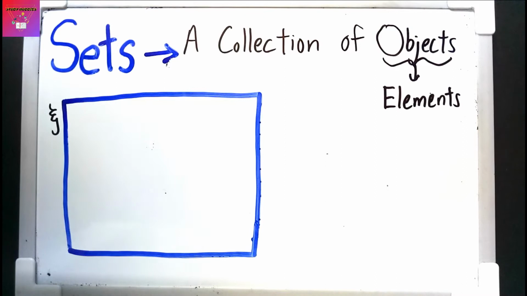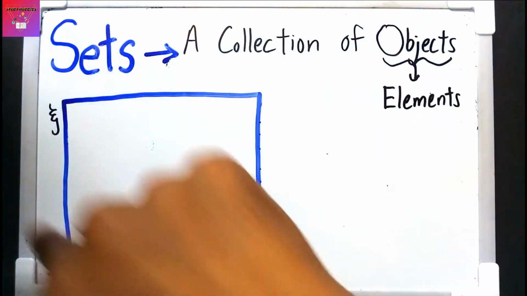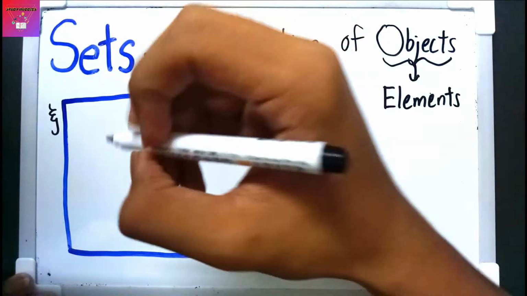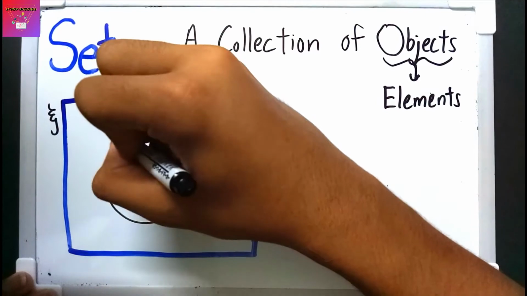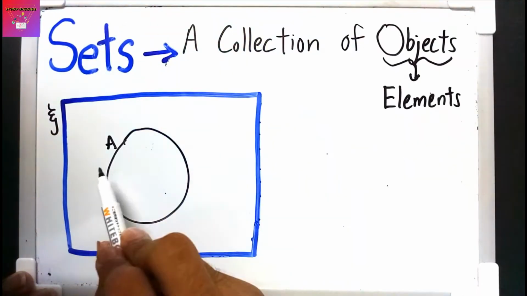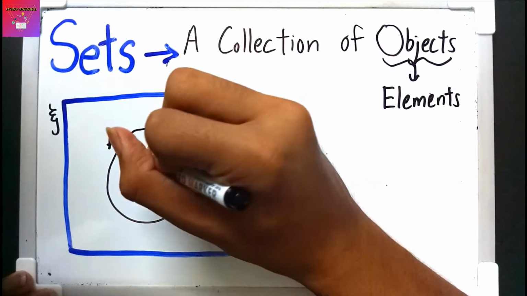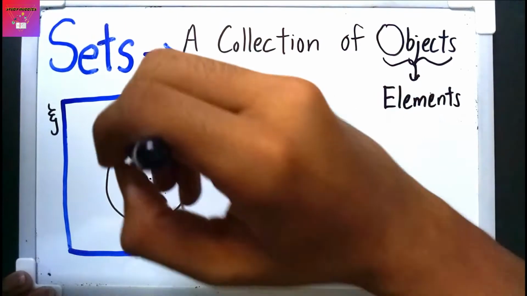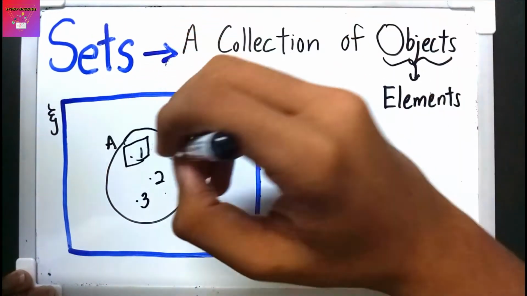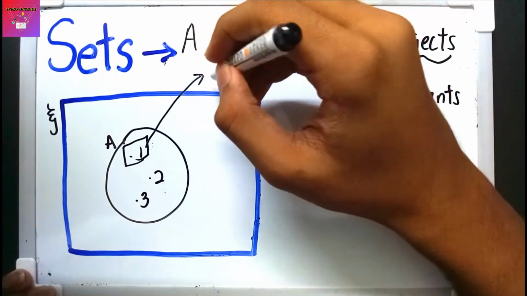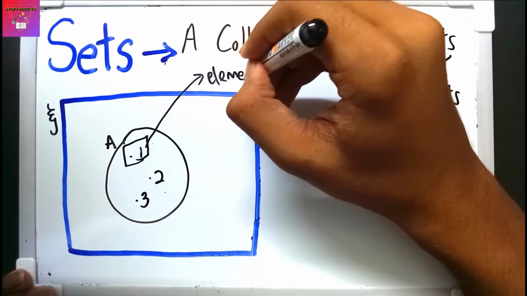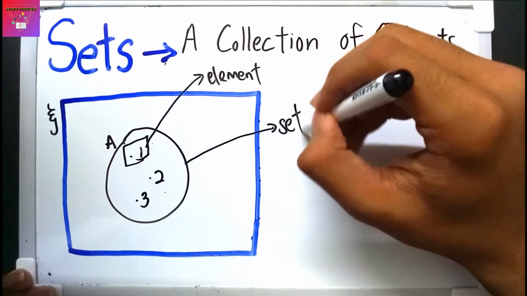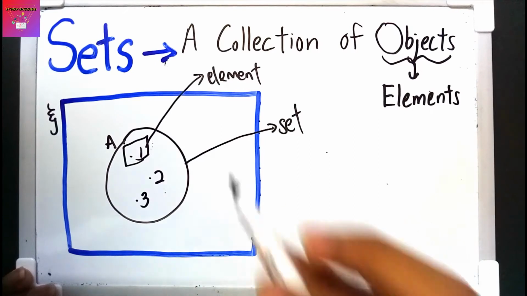For instance, let's say I'm having a Venn diagram here. This is basically a Venn diagram. A Venn diagram is a diagram which holds a set. Let's say I'm drawing set A. I'm naming it set A and writing inside the numbers 1, 2, and 3. Let's say I'm just choosing number 1. Number 1 is immediately called an element of set A.